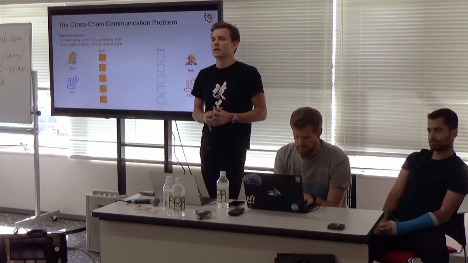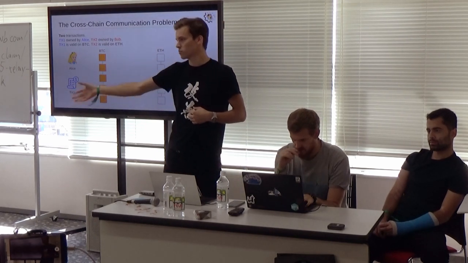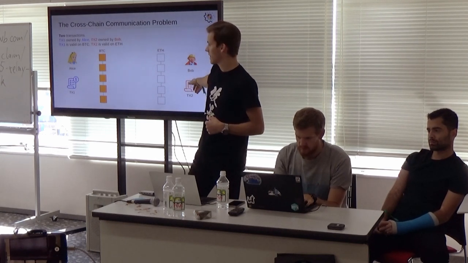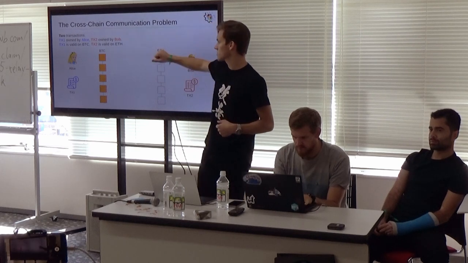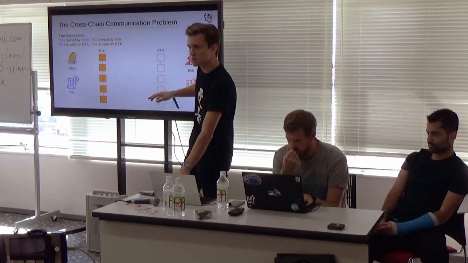Now let's assume we have two transactions. Transaction one, the blue one, is owned by Alice, so only she can push it to the blockchain. And transaction two is owned by Bob. Now, transaction one is a Bitcoin transaction. It can only go into the Bitcoin blockchain. Transaction two is valid on Ethereum. It can only go into Ethereum. So far, so clear, right?